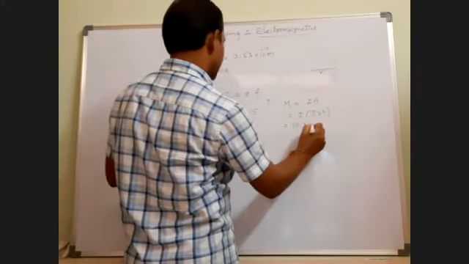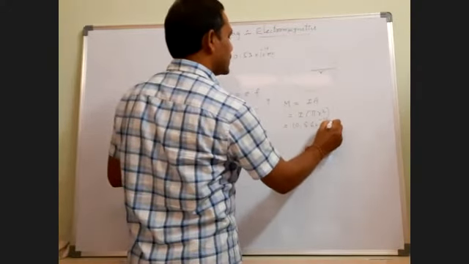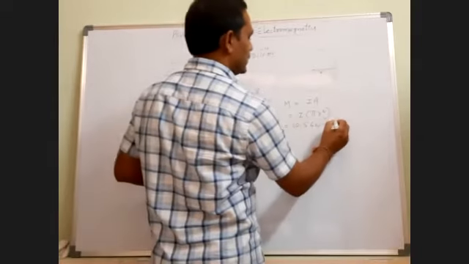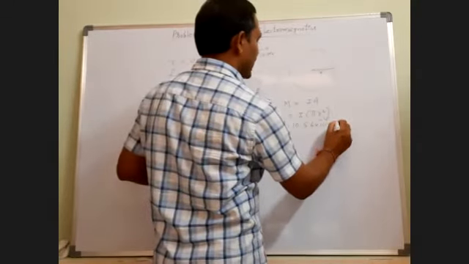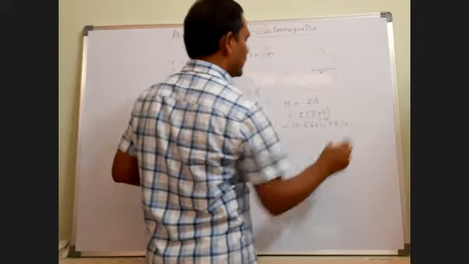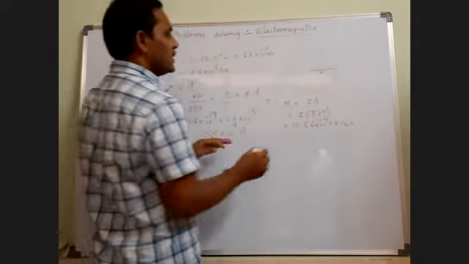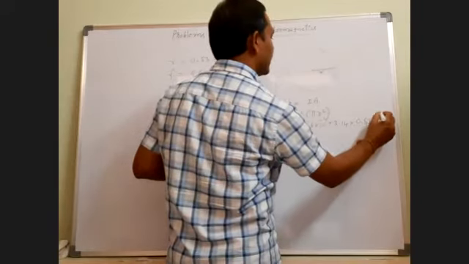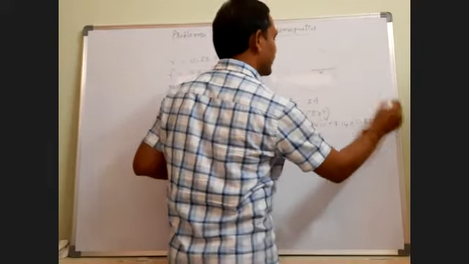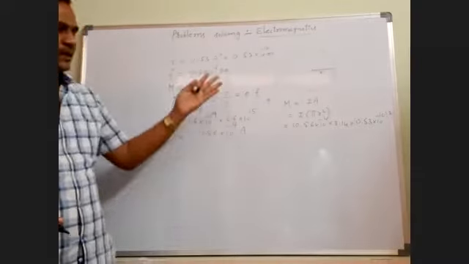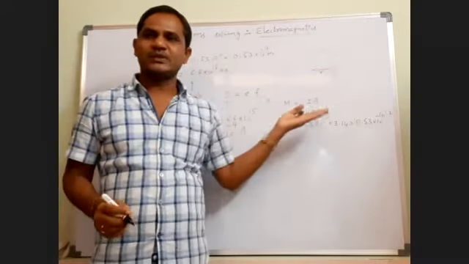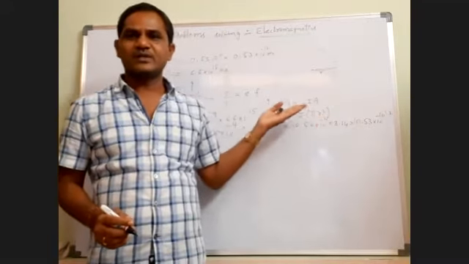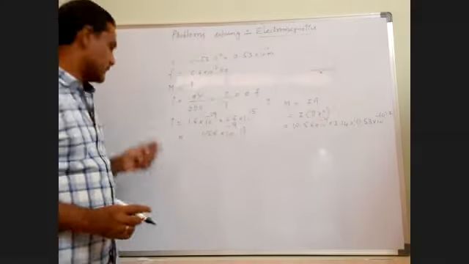That is equal to 1.056 into 10 power minus 4, into pi r square. Substitute the pi value, 3.14, into radius 0.53 into 10 power minus 10, whole square. I think you can do the simplification. Have you understood the concept?